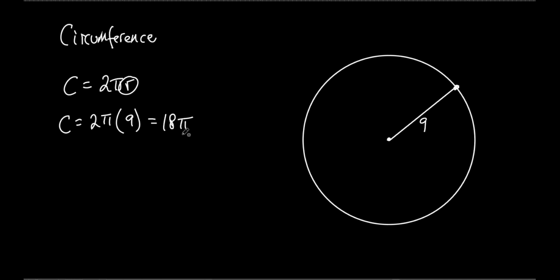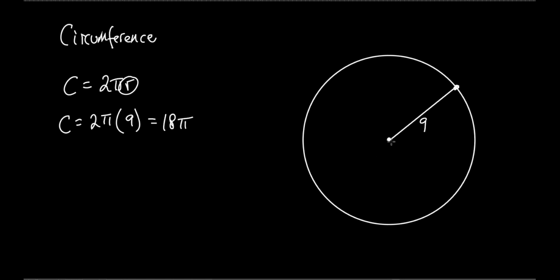Because you know what you could do. You could just take this, go 18 times 3.14, get a decimal number. I just like leaving it in terms of pi. Is that all right? Okay. So that's not new. We've done that before in here.